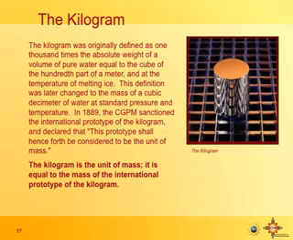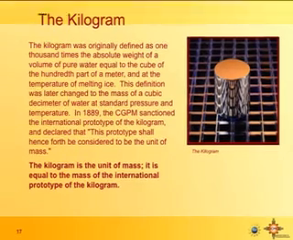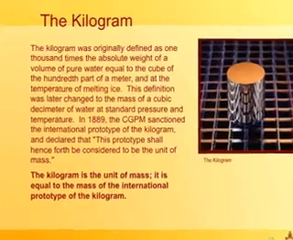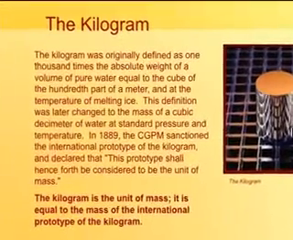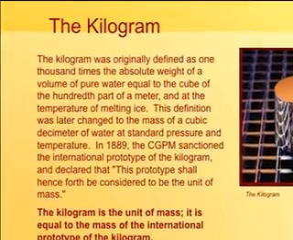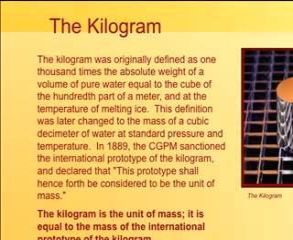The kilogram was originally defined as 1,000 times the absolute weight of a volume of pure water equal to the cube of the 100th part of a meter. So you take a cubic meter, right? You take 1/100th of it and then fill that volume with water, and the mass of that water is equal to a kilogram. And we still use that today. 1,000 cc's is a kilogram of water. I use that all the time when I'm converting from cubic centimeters to milliliters, for example.